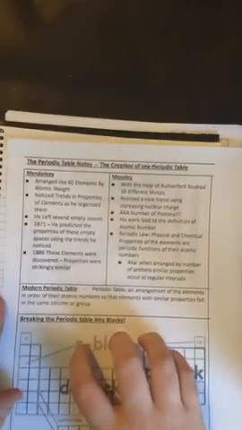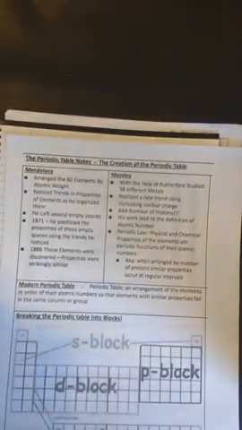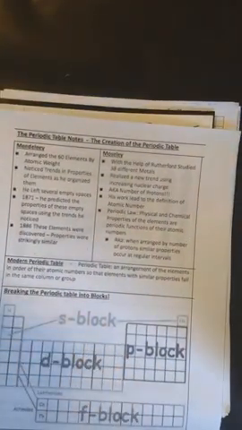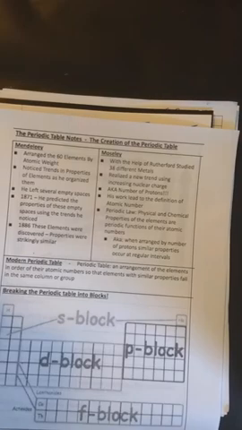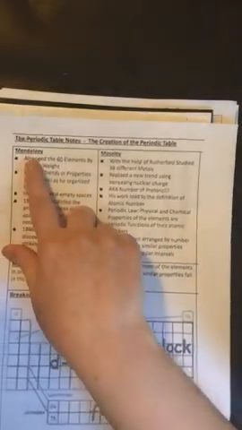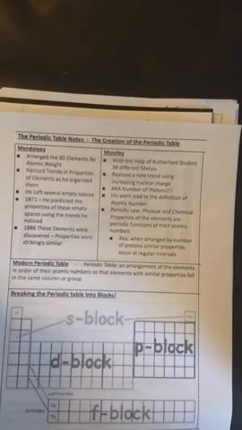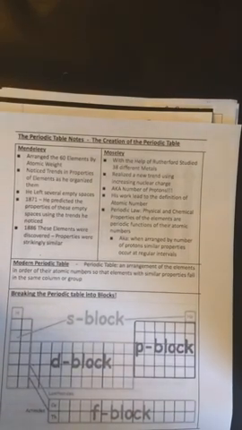So we did a little activity in class where we created our own periodic tables. Now I'm going to talk to you a little bit about the two guys who came up with some of the earlier periodic tables. The first guy's name was Mendeleev. Now this guy had 60 elements and he sorted them by atomic weight, how much each atom weighs.